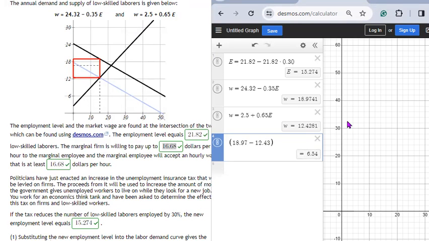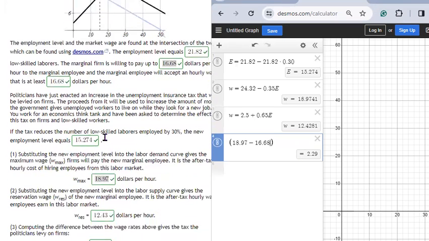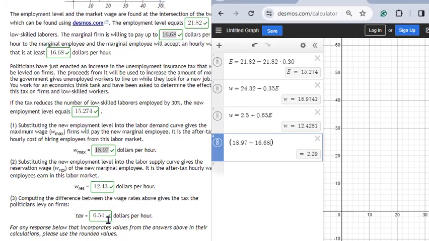And the 18.97 is the height of this red box here, right? 18.97. We're going to subtract off the original equilibrium wage of 16.68. Okay, so in terms of dollars per hour, the firm pays $2.29 of this 6.654.